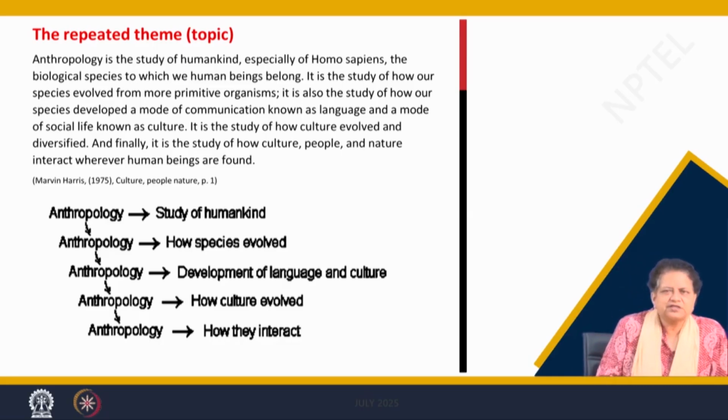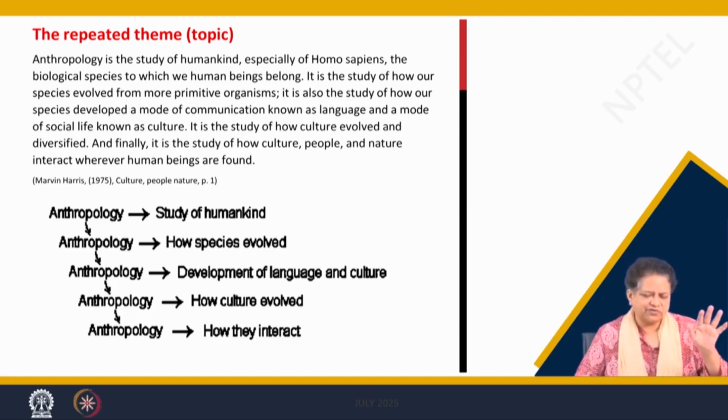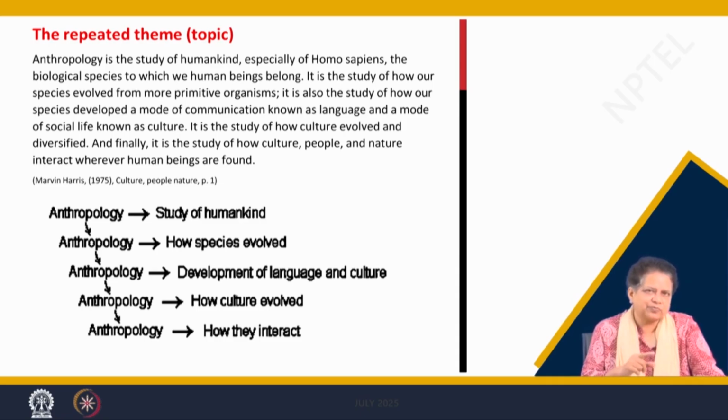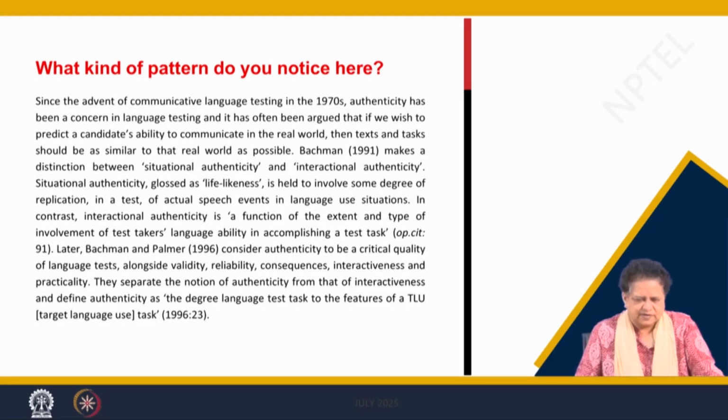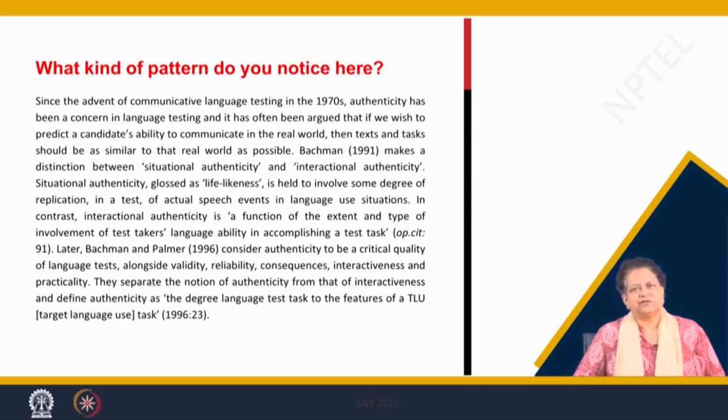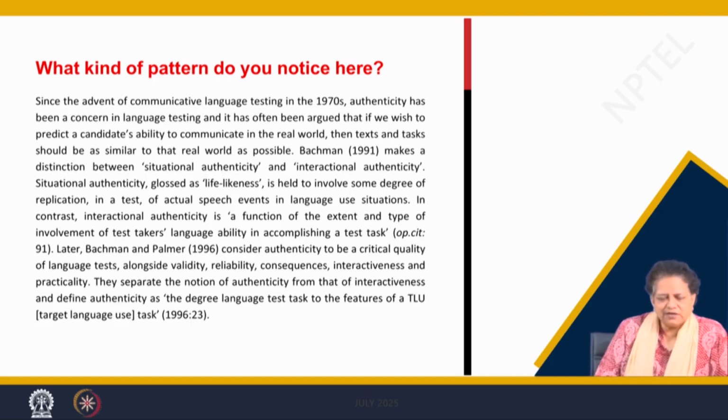Now, in this paragraph, if you make a schematic study of the sentences, anthropology idea will be in the first half of sentences, and then study of humankind, how species evolved, development of language and culture, how culture evolved, how they interact is what is given in the second half of the sentences, which links to the first half, where again it begins with anthropology. Now, this long paragraph, what kind of pattern do you notice here? And that is a question, and there is no spoon feeding. So, you can try your own answer.